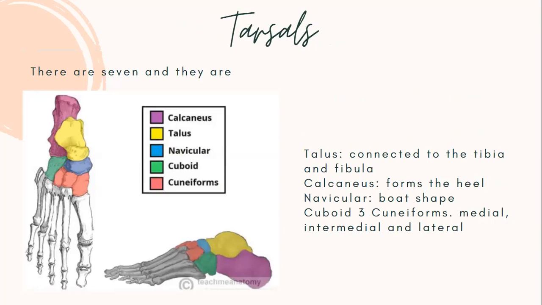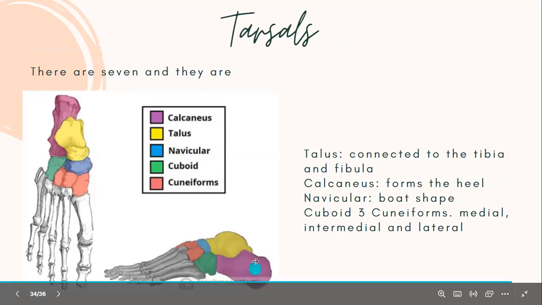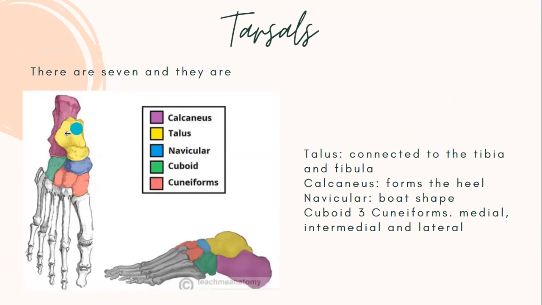Tarsals. There are 7: calcaneus, talus, navicular, cuboid, and the three cuneiforms. The talus connects to the tibia and fibula.